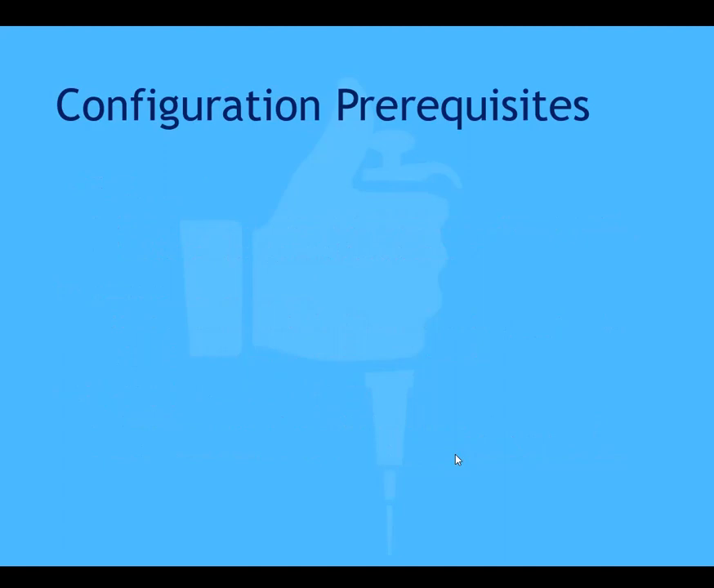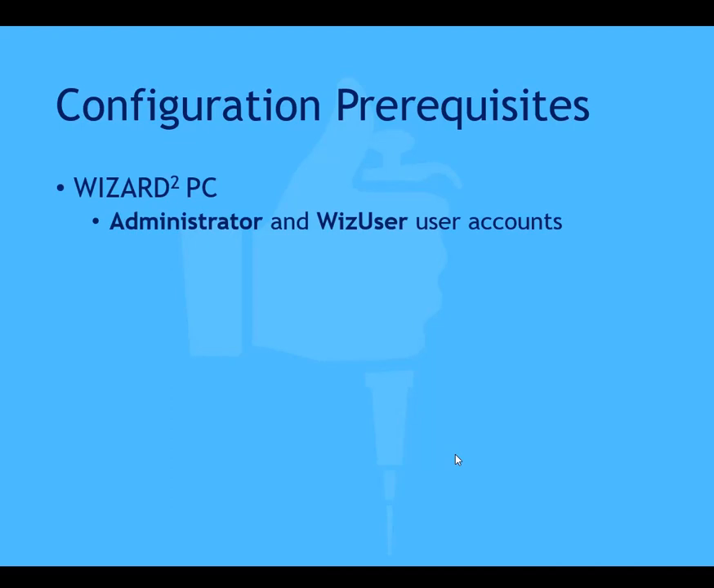Now, before we set up the enhanced security system, there are a couple of prerequisites to cover. Firstly, this configuration assumes you're working with the enhanced security system on the WIZARD2's own PC. If you're working on a different system, then this specific configuration is not applicable.